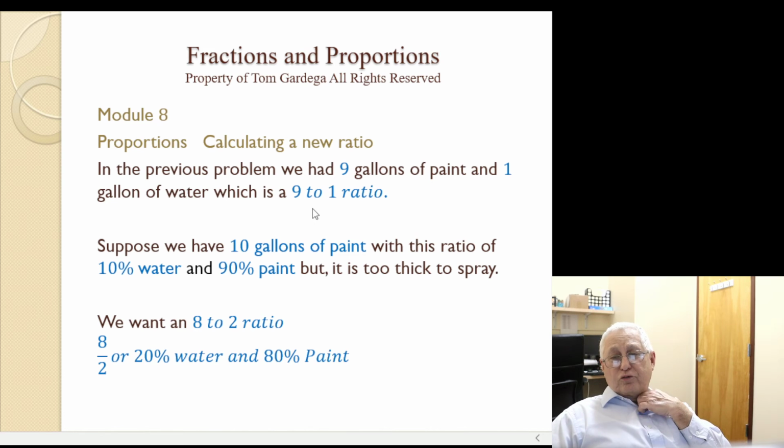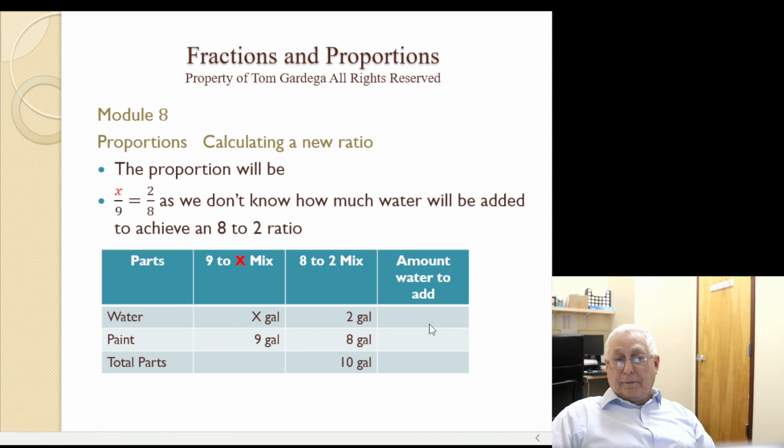In the previous problem, we had 9 gallons of paint and 1 gallon of water, which is a 9-to-1 ratio. Suppose we have 10 gallons of paint with this ratio of 10% water, 90% paint, but it is too thick to spray. We want to water it down. We want to add more water to it. How much water do we need to add to this to get a ratio of 8-to-2? We have 8-to-2, or 20% water, 80% paint is what we want.